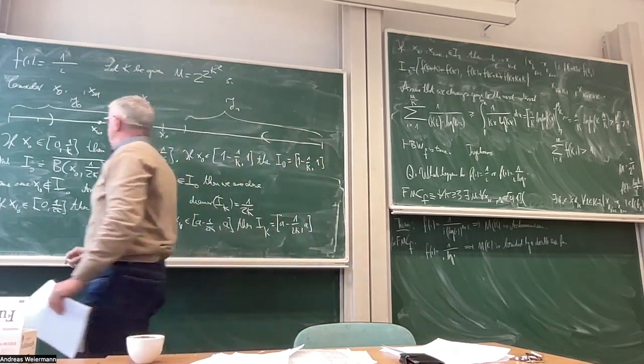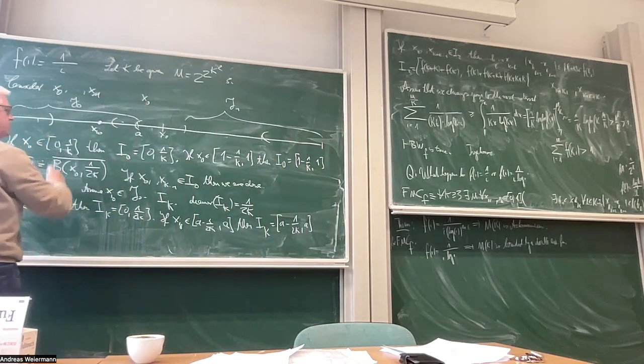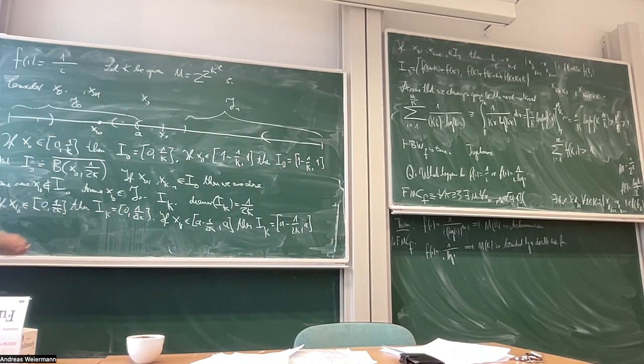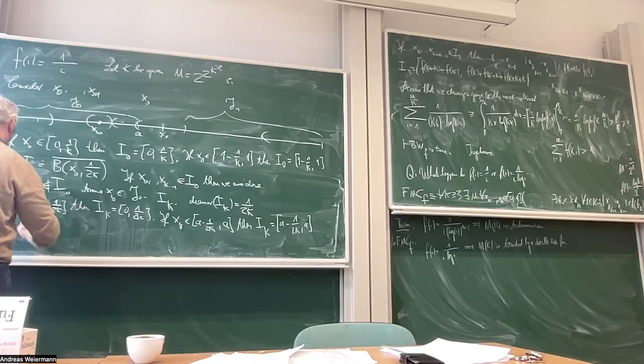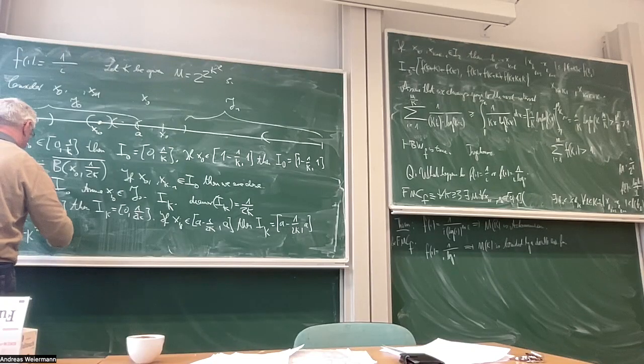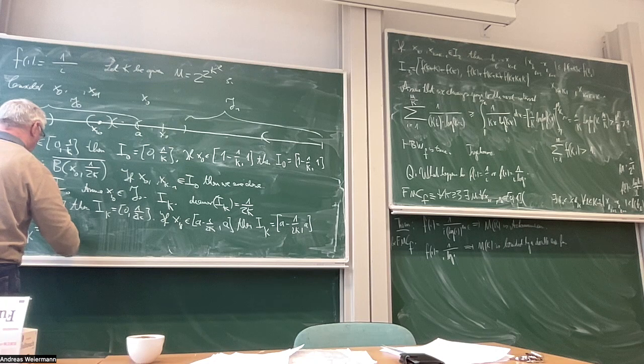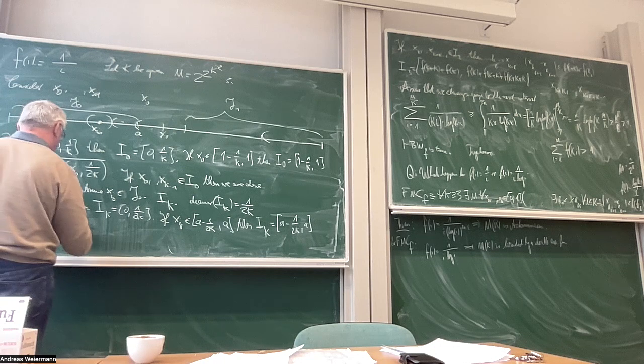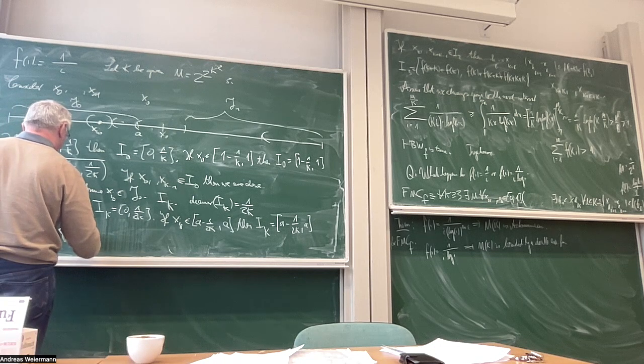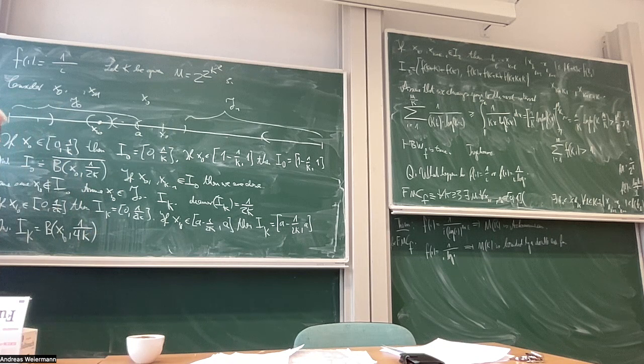Now the third case is that xi0 sits somewhere in the middle. Then I take the ball around xi0 of length 1 divided by 2k. So otherwise, ik is a ball around xi0 of radius 1 divided by 4k. It would be something like this.